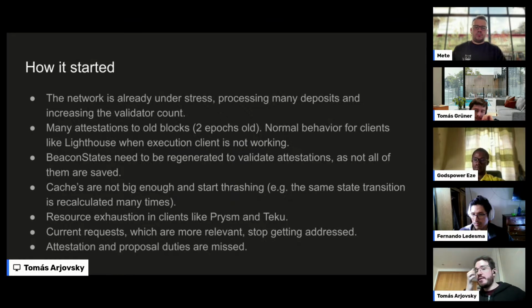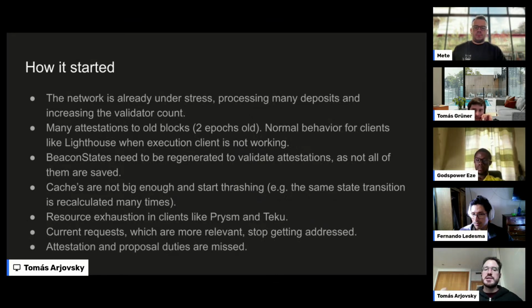The network was already under stress because it was processing many deposits, like the validator set was increasing very fast, and that already puts stress on the network. Then what really triggered the issue is that there were many attestations to blocks that were at least 2 epochs old, right? Which is normal behavior. It's something that can happen. It's not something that happens all the time. It's not frequent, but it's normal. It doesn't mean that there's any dishonest behavior happening.